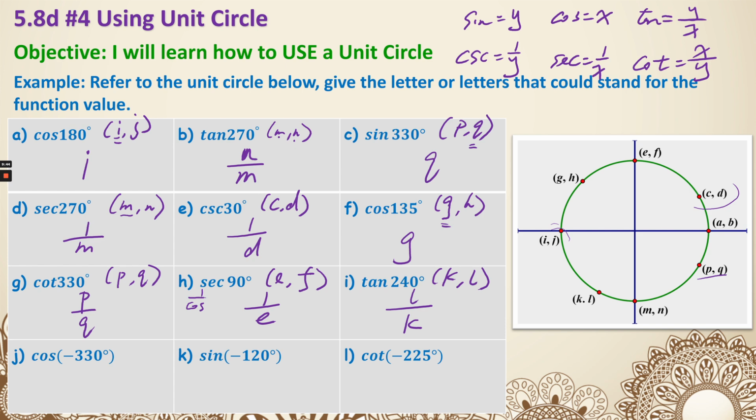J is cosine negative 330, so you're going backwards, getting closer to negative 360, so it has to be the point C, comma D. Cosine is the x value, so it's just going to be C. Next, sine negative 120. That is going to be passing 90 degrees, so it's going to be a third quadrant, so it's K, L. Sine is the y value, so that is just going to be L. Last one, cotangent negative 225. So you're going backwards, and you are going past 180 degrees, so it's going to be the point G, H. Cotangent is x over y, so it's going to be G over H.